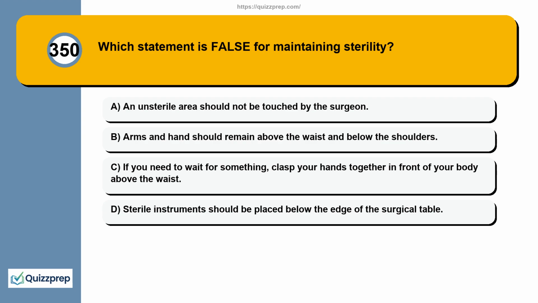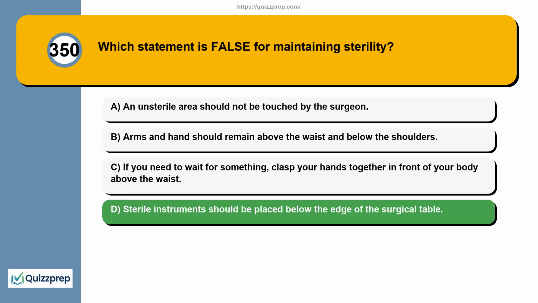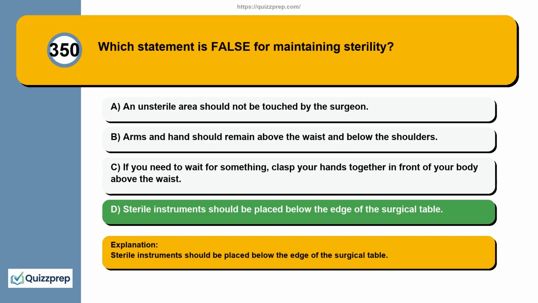Question 350. Which statement is false for maintaining sterility? Option A. An unsterile area should not be touched by the surgeon. Option B. Arms and hands should remain above the waist and below the shoulders. Option C. If you need to wait for something, clasp your hands together in front of your body above the waist. Option D. Sterile instruments should be placed below the edge of the surgical table. The correct answer is option D. Sterile instruments should be placed below the edge of the surgical table.